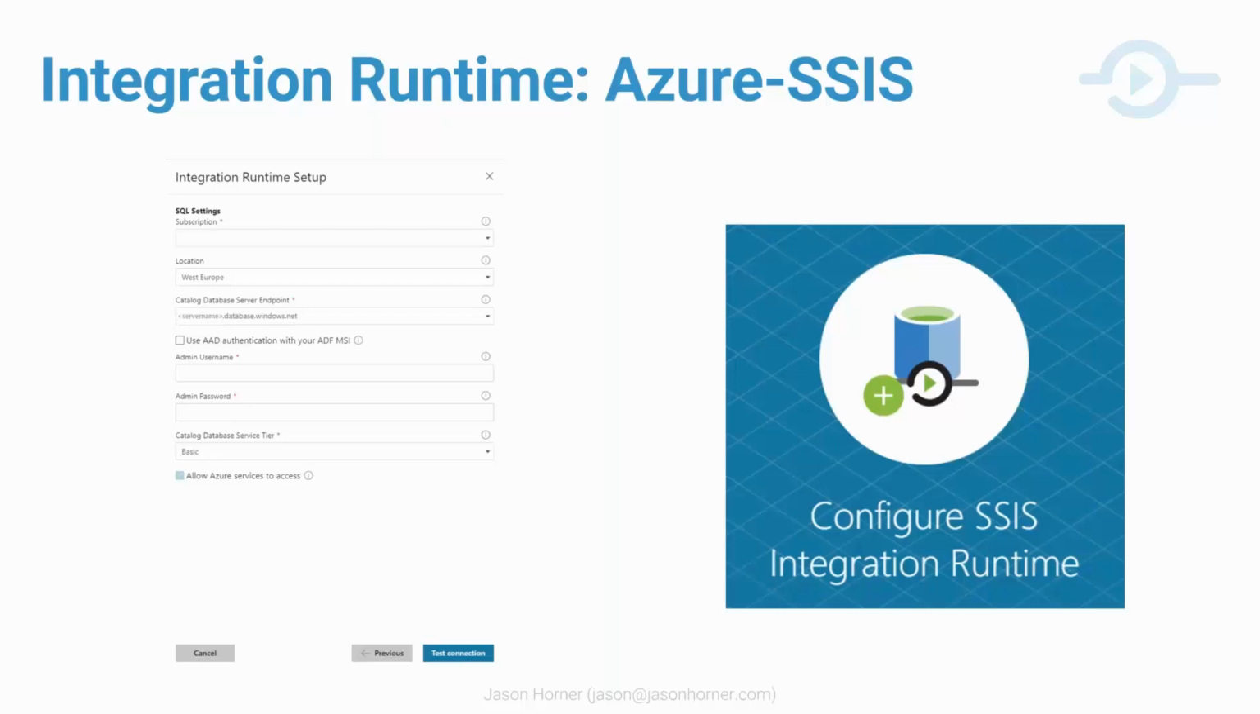This is the SSIS runtime configuration. So you can see I have to set up a catalog connection, right?